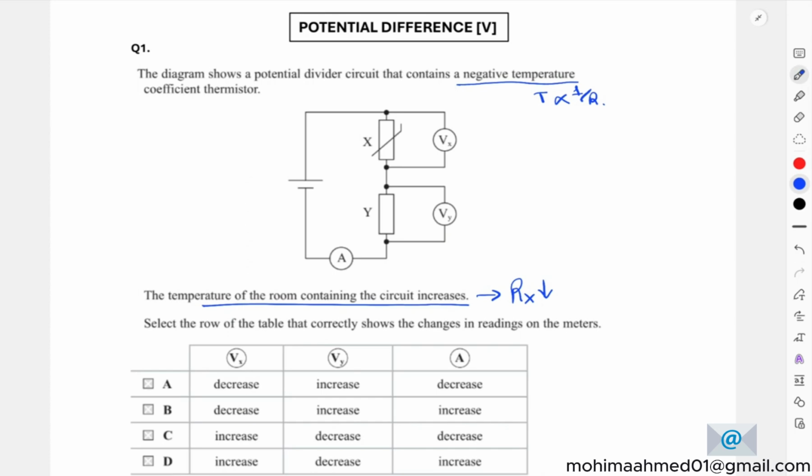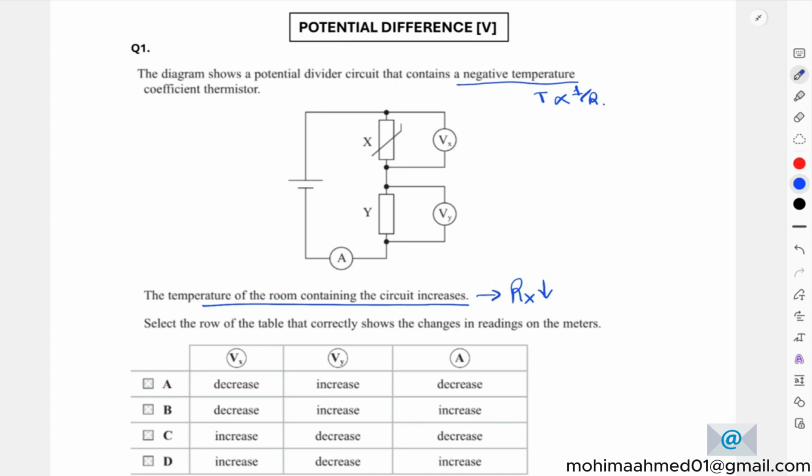Because if the thermistor previously had a resistance of 4 ohm and Y had a resistor of 3 ohm, then the total resistance was 7. But now at a higher temperature, the resistance of X would decrease. Maybe it now decreased to 2 ohm, right?